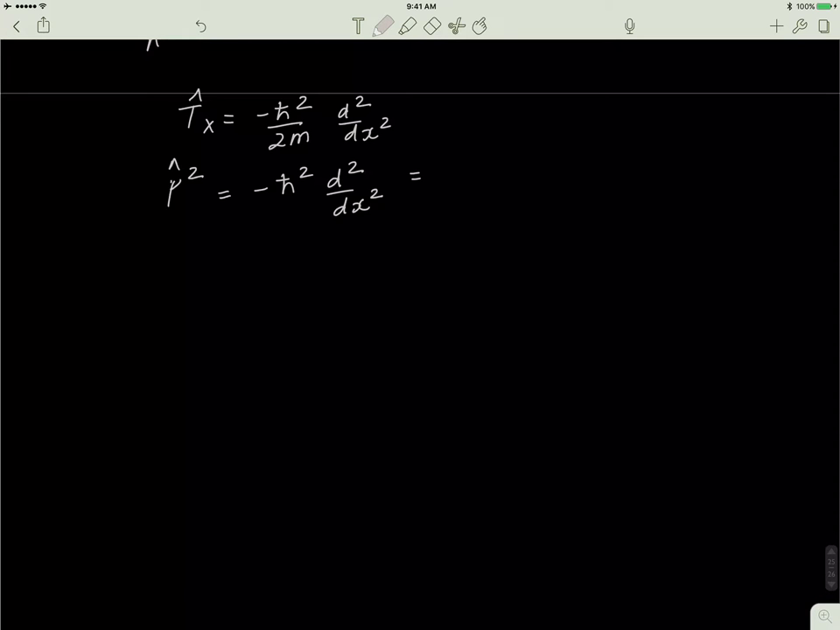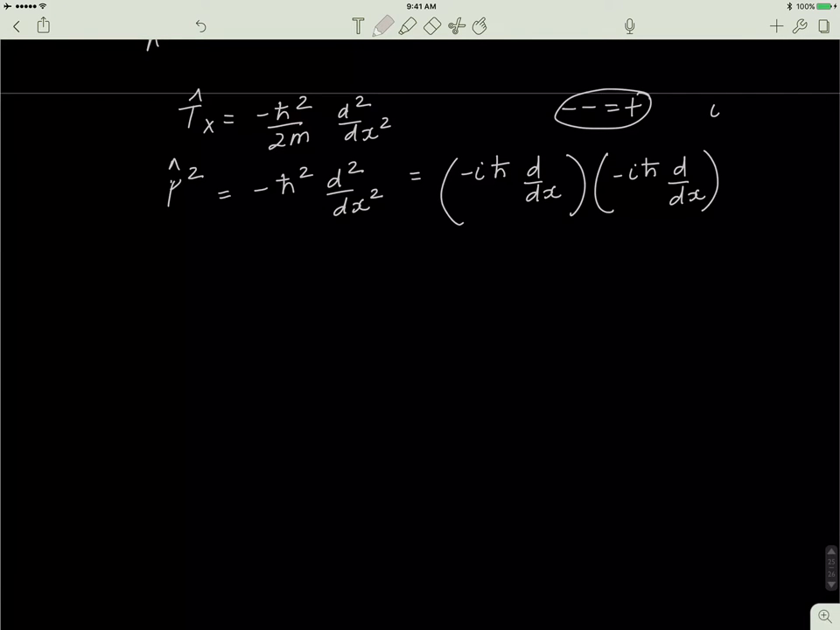So then I can rewrite this as negative i h bar d over dx times negative i h bar d over dx, right? So the negative and the negative become positive, and then i squared is just equal to negative 1, so then this relationship is equal to this. Just make sure that you know that the momentum operator is in fact negative i h bar d over dx. I'm not sure if I made a mistake when I was deriving this originally, so just make sure that you keep track that the momentum operator is this.